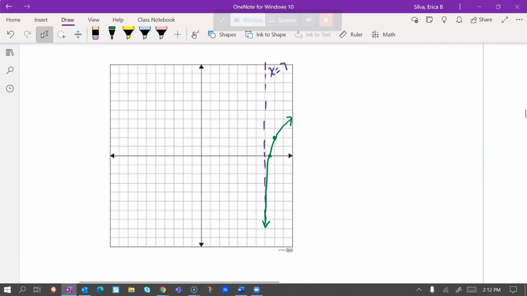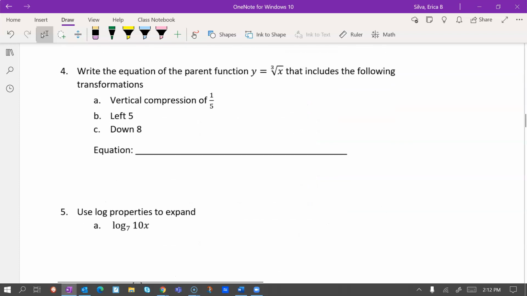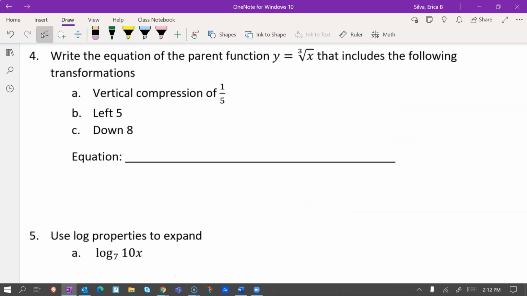Any questions on that? All right, let's go ahead and go on to the next one. It says write the equation of the parent function y is equal to the cube root of x that includes the following transformations. When you write an equation, you first want to start with the parent function. So go ahead and write the parent function first, leaving some space to put numbers.